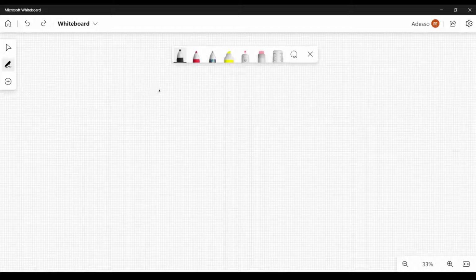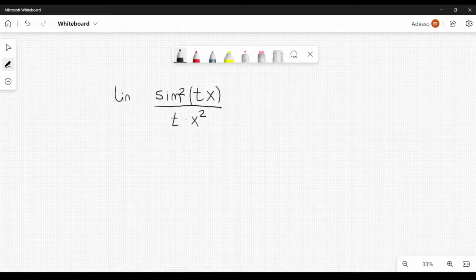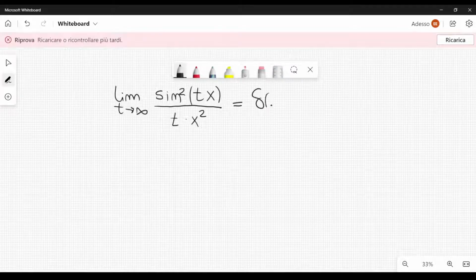Let's start from this function, sine squared of t times x, divided by t times x squared. Only the variable x is squared in the denominator, whereas t is not squared. Then we take the limit as t goes to infinity. We can show that this is equal to the Dirac delta times a constant, which is pi. So it's pi times the Dirac delta.